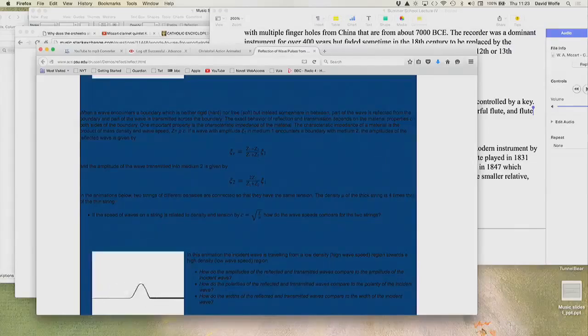I find it absolutely amazing that the reed can be controlled that well.